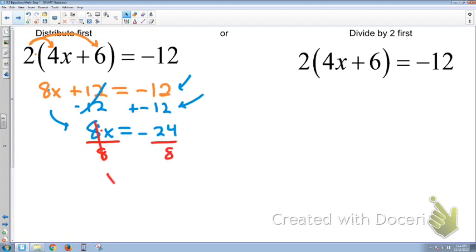That goes to 1, and I'm left with x is equal to negative 24 divided by a positive 8, so it's going to be a negative, and 8 goes into 24 3 times. So that means x is equal to a negative 3.